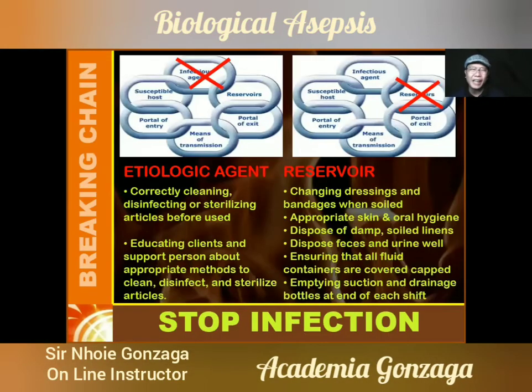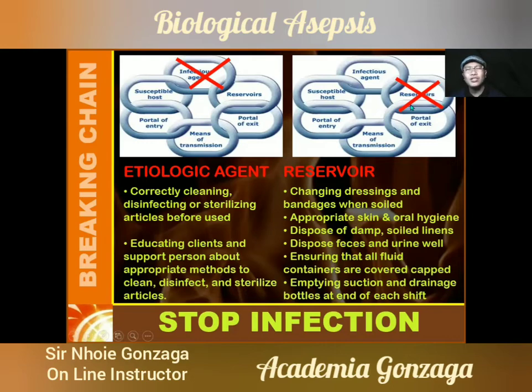Now, our aim here is to break the chain of infection. The first, as we mentioned earlier, is the infectious agent. If we remove the infectious agent, how do we remove it? By correctly cleaning, disinfecting, or sterilizing everything that we use, and by educating clients or people about appropriate methods of cleaning, disinfecting, and sterilizing. Remember, this is a chain. You just break one link, and everything will die. So that is first, if we destroy the infectious agent.